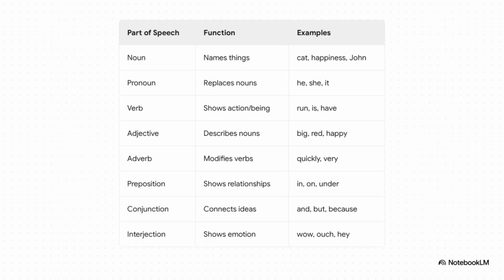Simple as that. So here it is, your ultimate cheat sheet. Everything we just covered all in one place. You should definitely keep this handy. Anytime you're writing and you're not sure about a word, just look it up here and find its job in the sentence. This is your toolkit, all laid out.